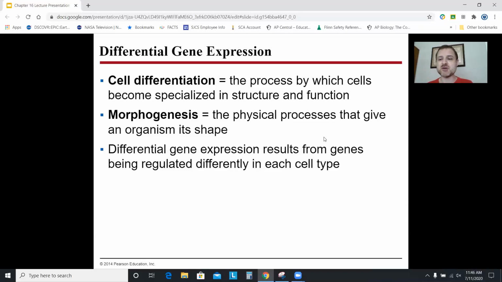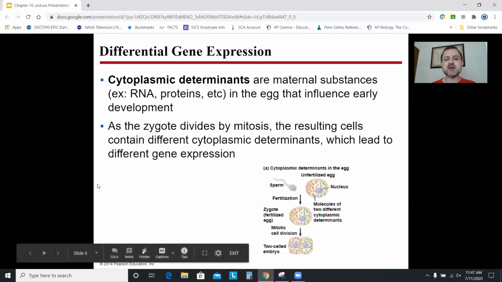Sometimes in class, I like to use the term growing up, because it's when a cell becomes what it's supposed to be. And once a cell is differentiated, typically it can become more cells of that type, but it can't go back to being undifferentiated. Once a stem cell becomes a blood cell, it can't go back to being a stem cell, and it can't become, say, a nerve cell. Morphogenesis is just the term for the processes that an organism goes through to get its physical shape, to grow up. Differential gene expression just means expressing genes differently in different types of cells or at different times during the cell's development.